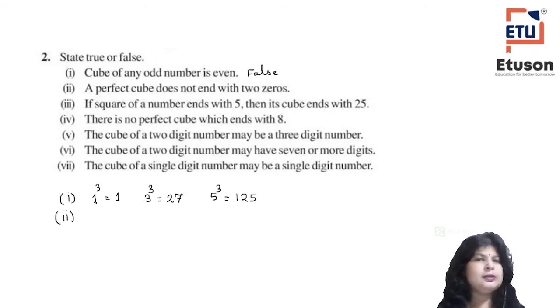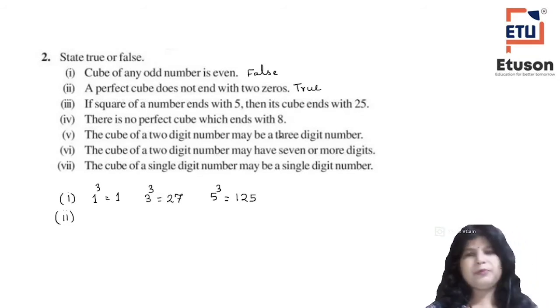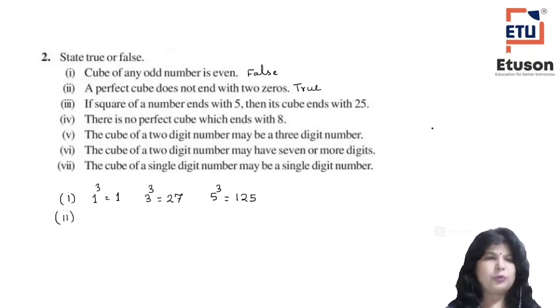Second bit. A perfect cube does not end with 2 zeros. It is very clear. So at least you need 3 zeros to make it a perfect cube, right? So if you have 3 zeros, then there is a chance that the number can be a perfect cube. Correct or not? So read the statement carefully, then only you should answer. So if it has 2 zeros, it may not be a perfect cube. Correct? So this statement is true.